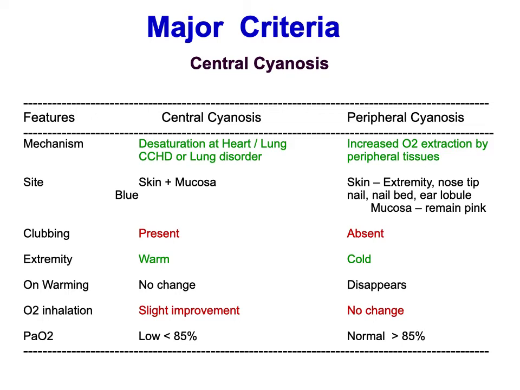Whereas in central cyanosis, as blood oxygenation is less as compared to normal, there may be slight improvement of cyanosis when oxygen is given, and SaO2 would be less than 85% in central cyanosis, as compared to peripheral cyanosis, where it will be normal when blood is leaving the heart.